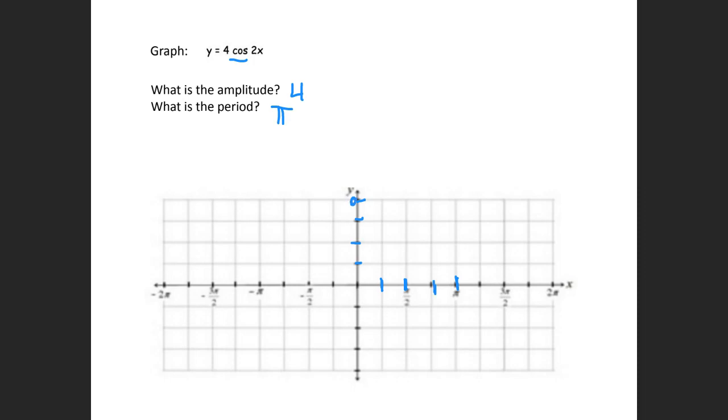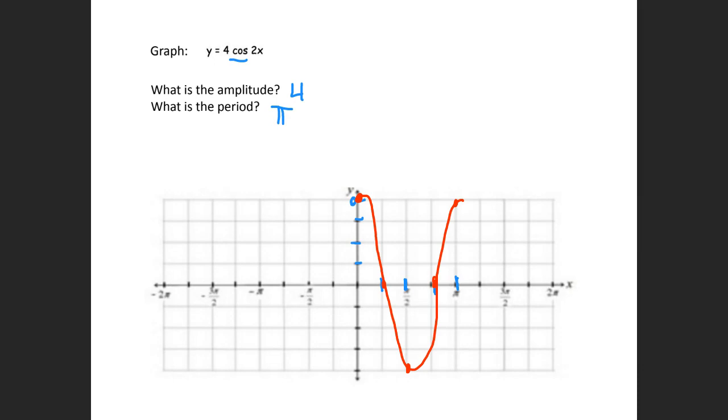So it's going to start up here. Let me do this in red. It's going to start up here, hit here, then go down 4 and hit here, and then go back up to 4. So my cosine graph is going to look like this. It's going to go down, turn up, and go like this. Not exactly the most perfect.